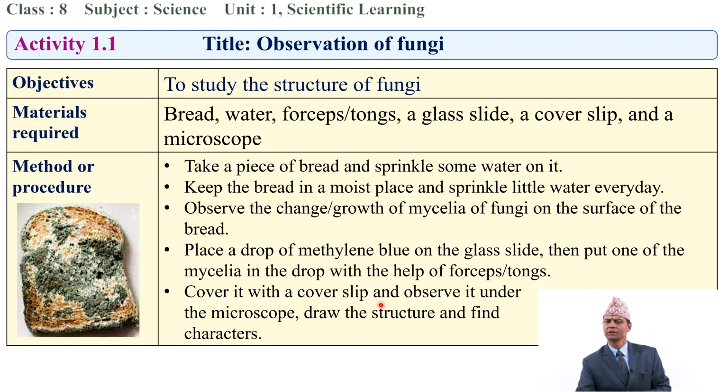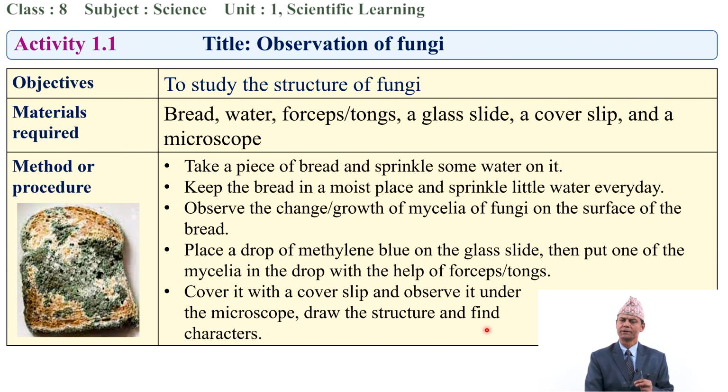Cover it with a cover slip. That is, this glass slide is covered with a thin plate called a cover slip, which is available in the science lab, and observe it under the microscope. Now, what do you see under the microscope? Draw the structure and find the characteristics. We have to draw the structure of the mycelia of fungi. Then we have to note down the important characteristics based on our observation.